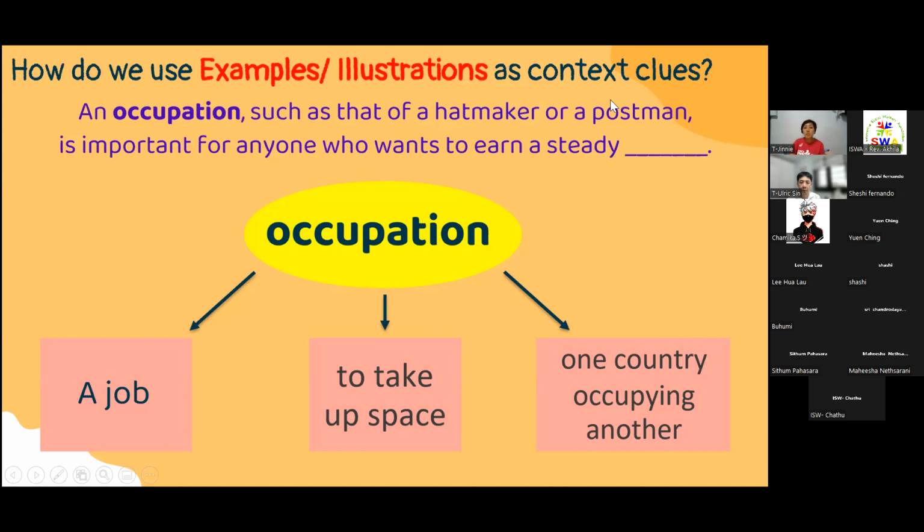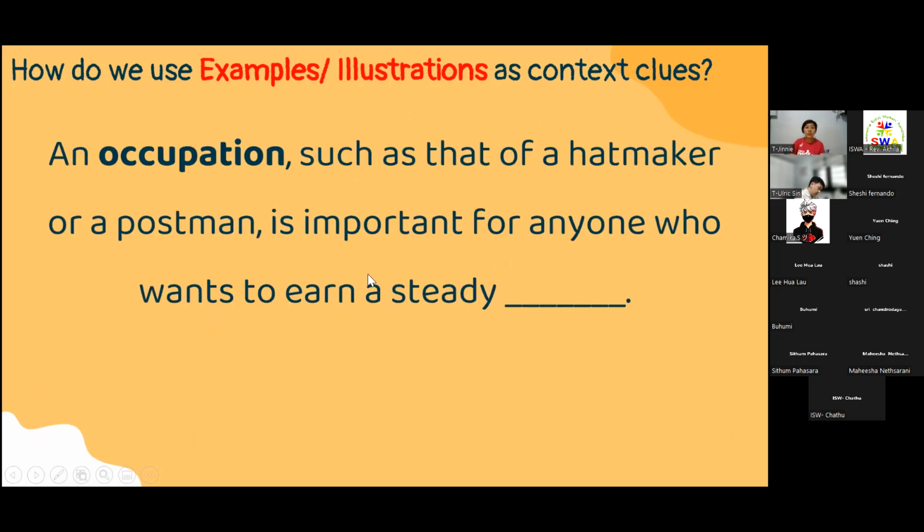And what does a hat maker or postman tell you? Is it a job, to take up a space, or one country occupying the other? Okay, so the answer is actually a job, because the example of a hat maker and the example of a postman tells you that the occupation here actually illustrates a job. Okay, so then let's try and answer this question.